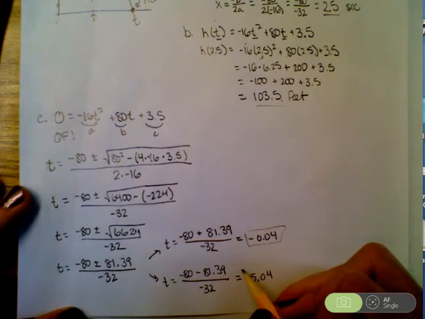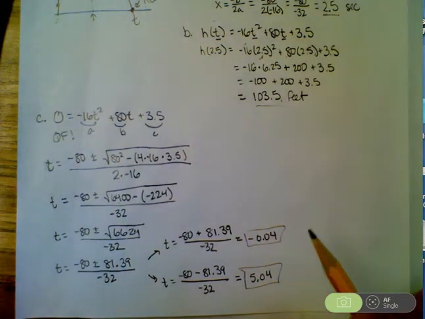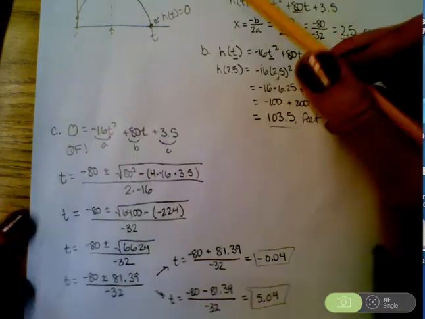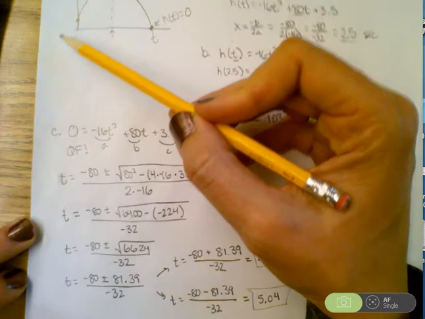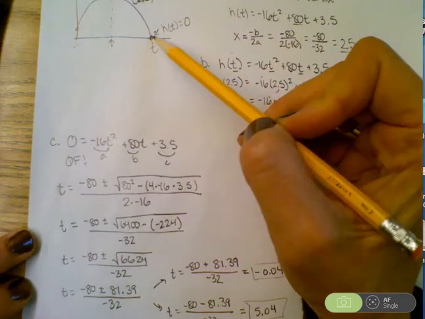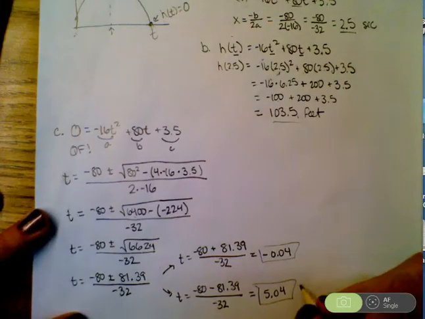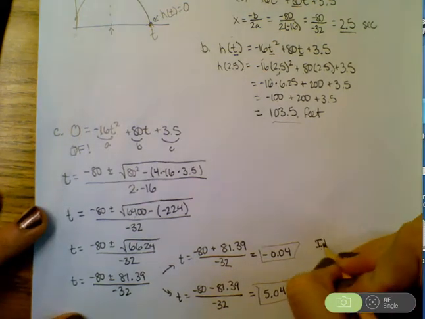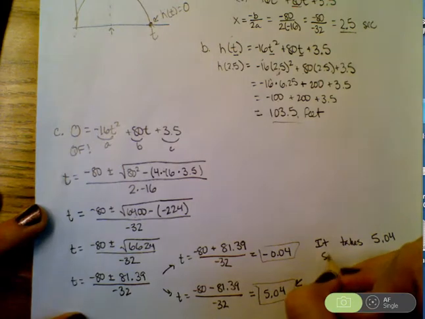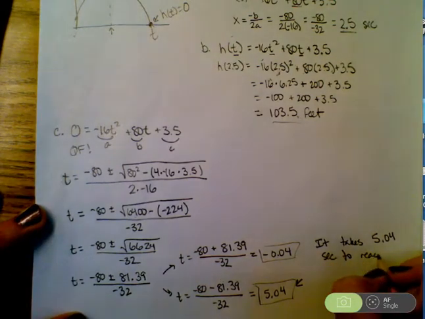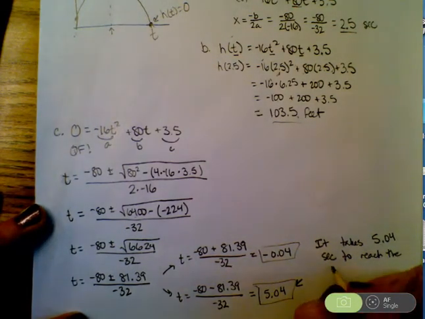I look at both of those and I think about the fact that I can think about the graph again. I want to know when it hits the ground. I don't want to know when it would have been on the ground before we started. I want to know where this point is. So that's going to be the positive one. So I can say it takes 5.04 seconds to reach the ground.